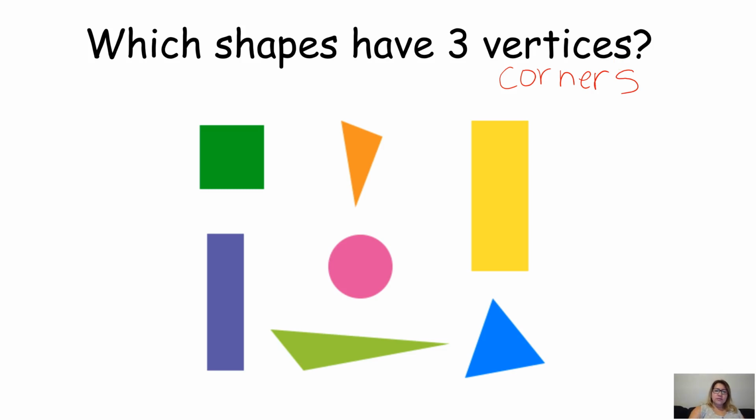Okay, well, let's count. 1, 2, 3, 4. This one has 4 vertices or corners. 1, 2, 3. Okay, this one has 3 vertices or 3 corners. 1, 2, 3, 4. 4 vertices or 4 corners. Then we have another rectangle here. 1, 2, 3, 4. 4 vertices, 4 corners. This one does not have any vertices. It's just a round shape, so 0.